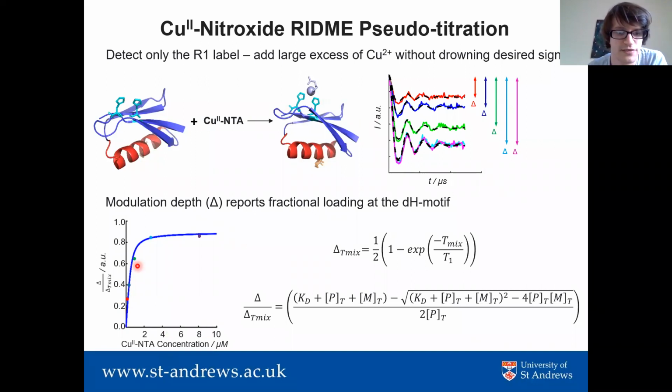And this is reminiscent of a Langmuir isotherm, which you would expect for a singular binding site. I also show the equations that we use here to fit this curve. I'm not going into any detail about that now, but if you have any questions about that, please feel free to ask at the end.